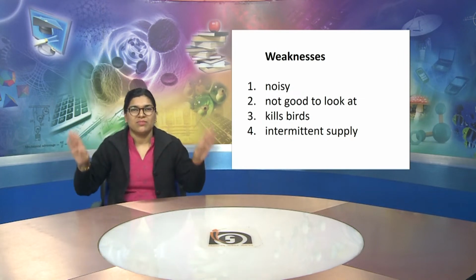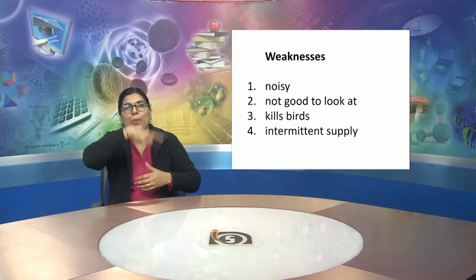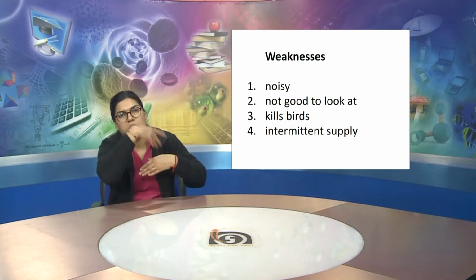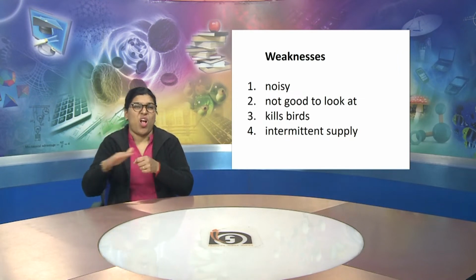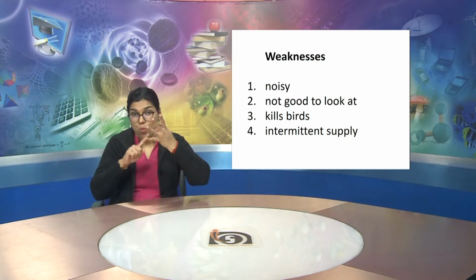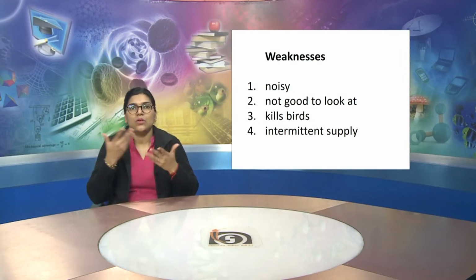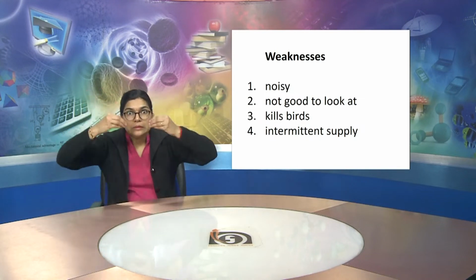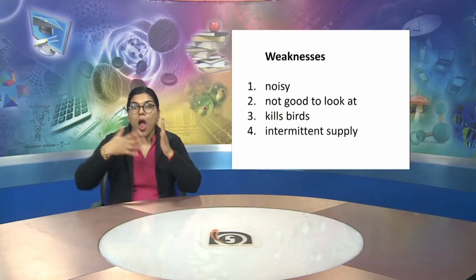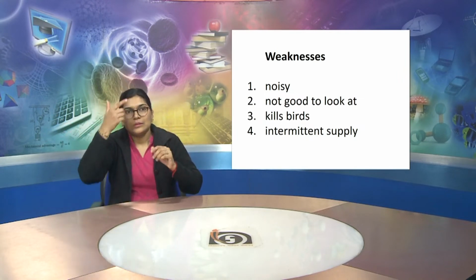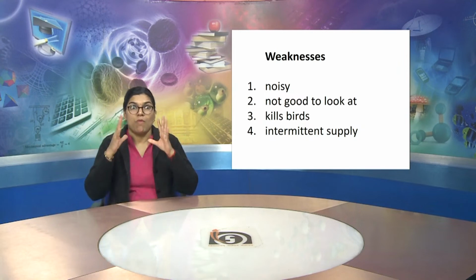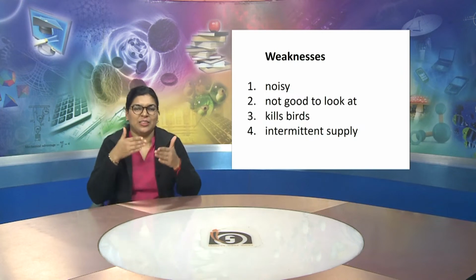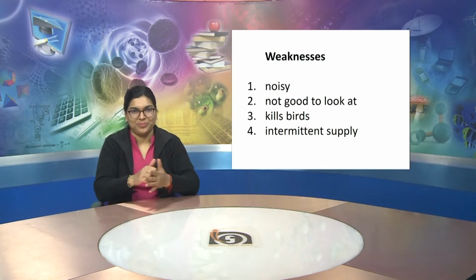The third point is it kills birds because wind energy has the machine and the blades which can kill the birds. So it is a weakness. And the fourth point is the supply is intermittent, because it can get obstructed because of rain or when there is no air or no wind. So it is not 100% every time available. So these are all the weaknesses.